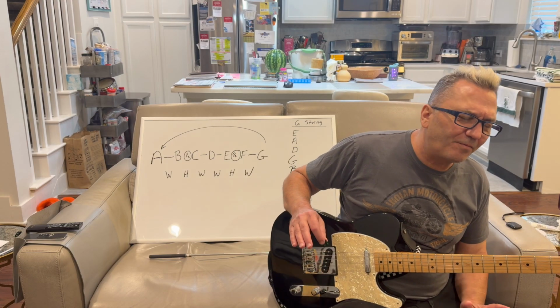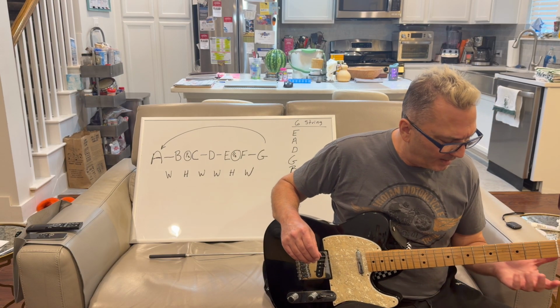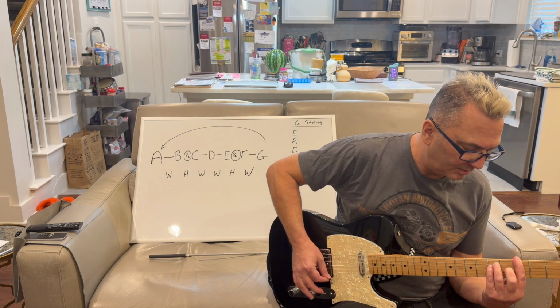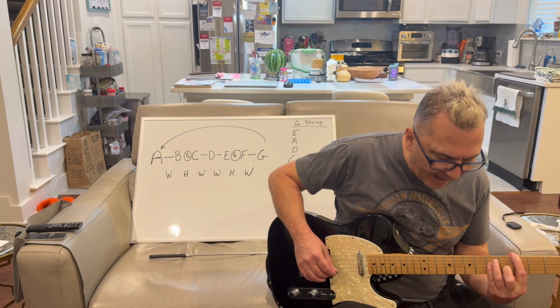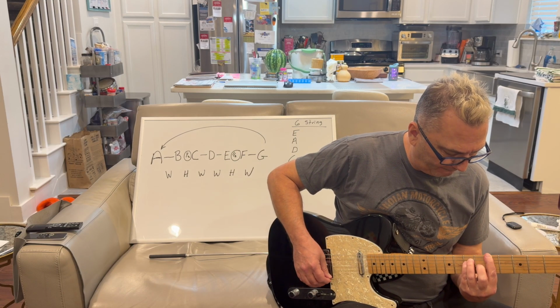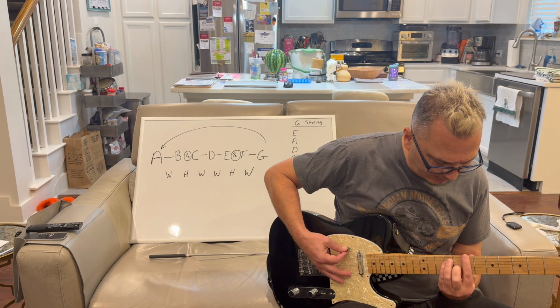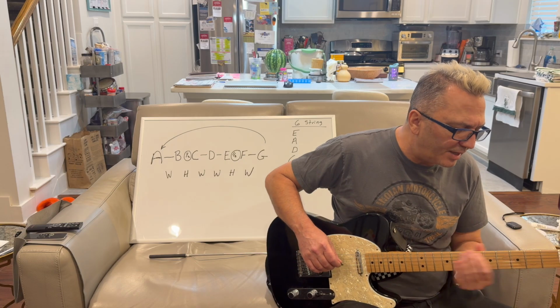So, for example, this is getting a little beyond what I wanted to explain, but when you play a G bar chord, you're on the G. When you play an A bar chord, you're on the A. When you play a B bar chord, you're on the B. So now you start to understand.